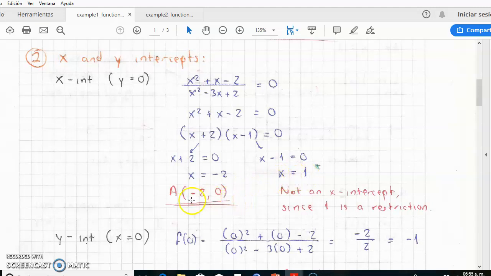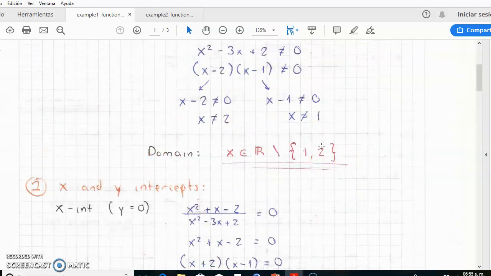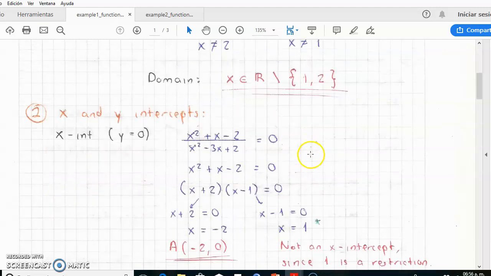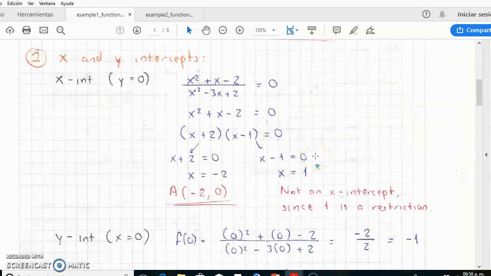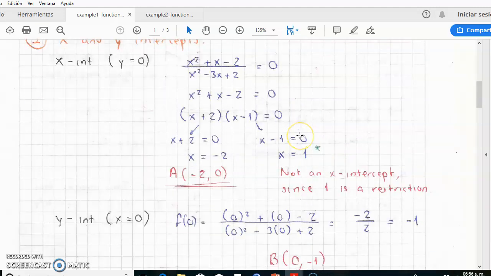The x-intercept then, as a point, has to be given as the value of x and the value of y is 0. So the point A, or call it whatever you want, it's going to be (minus 2, 0). In the case of the 1, that's not an x-intercept, but why not? Because in this case, if you remember, in the restrictions, we found that 1 was an exception, a restriction. So that means that that value 1 is not an x-intercept. Be careful with that, please. Try to analyze always the domain first and then the values, and then check what happens.